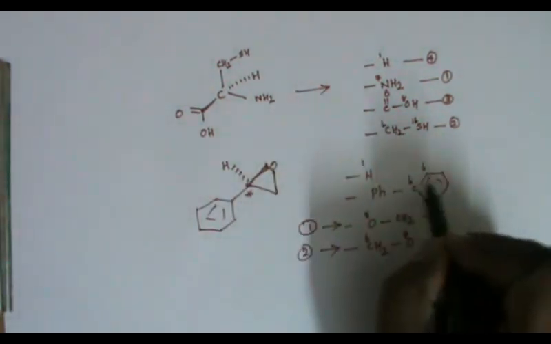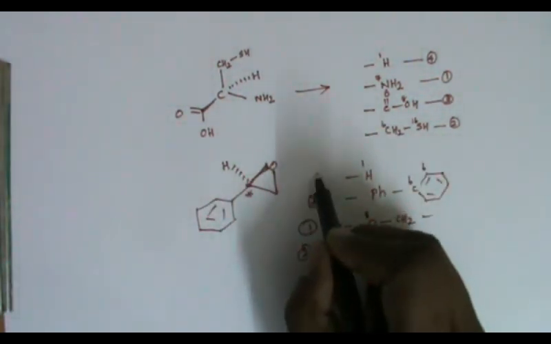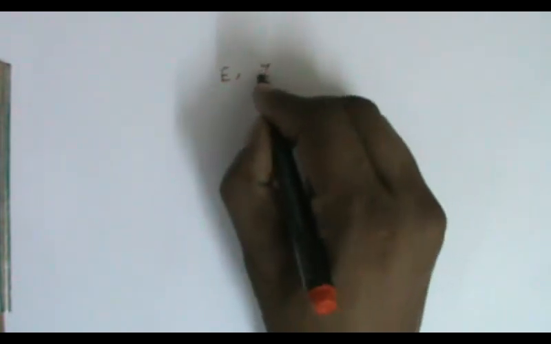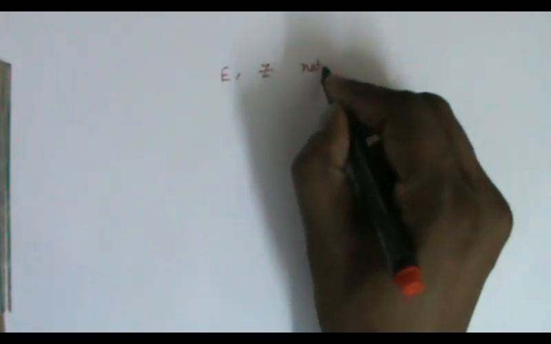Now the third one and the fourth one. Generally, if there is any hydrogen, you can simply give it the least priority. So this is the Cahn-Ingold-Prelog rule. Now we are going to apply that for E-Z notation nomenclature first, then R-S.